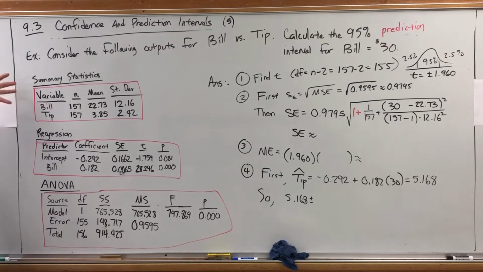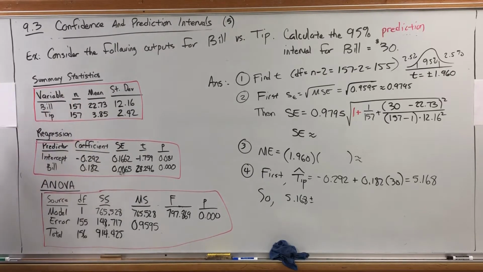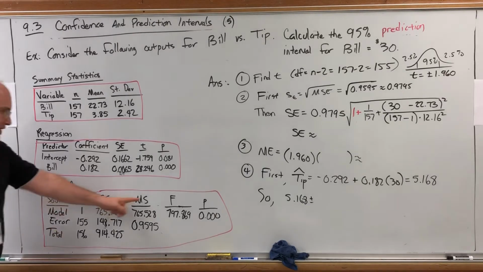Just a reminder, the first computer output is the summary statistics, which contains how many of each value, the mean and the standard deviation of each variable, the regression output from which we can build the regression equation, and the ANOVA table from which we really only needed one value, the MS error.